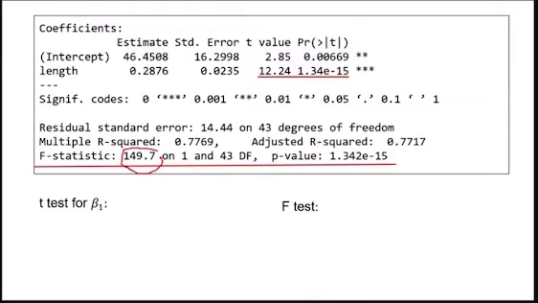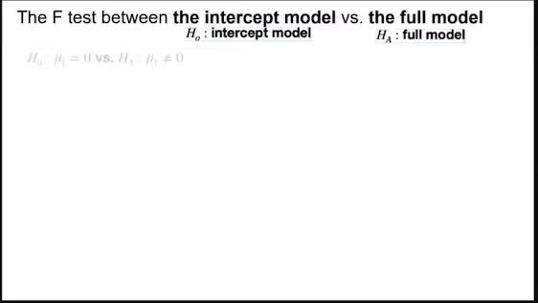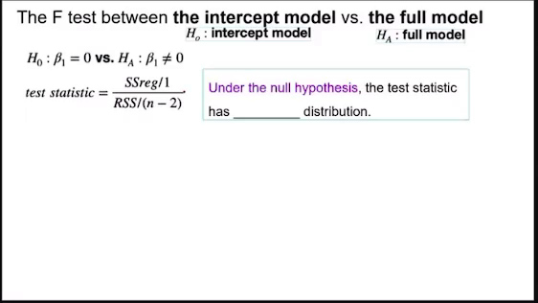You see 149.7, 149.7. What formula do they use? You don't know. R will just give you that, right? What formula? Now, I want to show you the formula. Please take notes. The formula is this: sum of square reg divided by 1. Then divided by, why is it divided by 1?